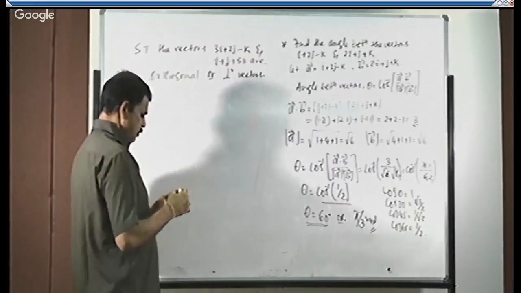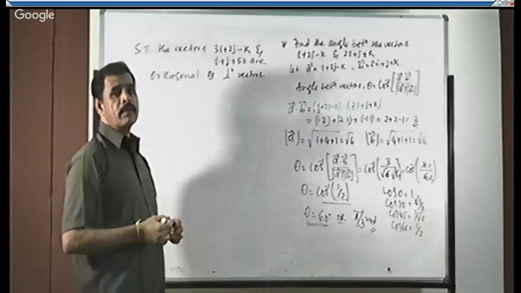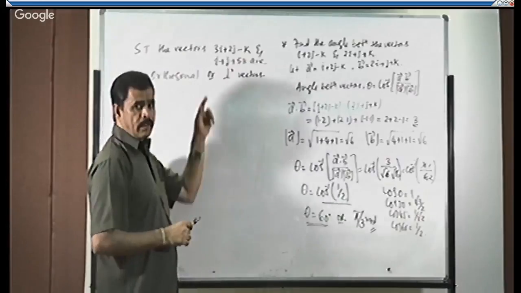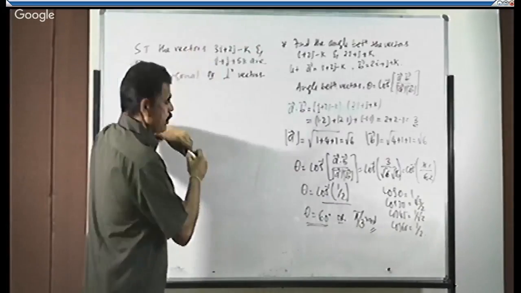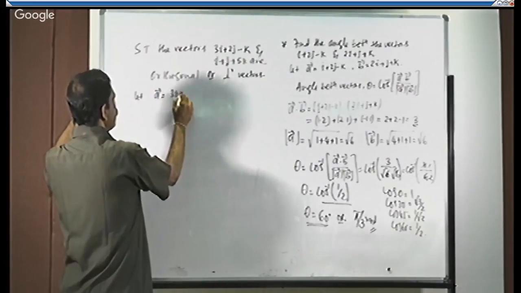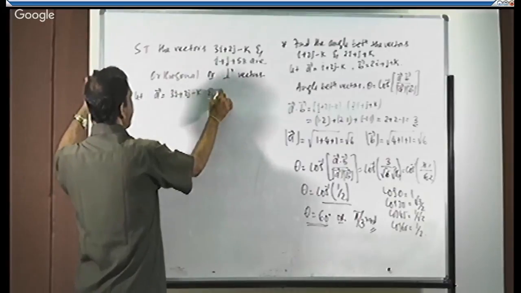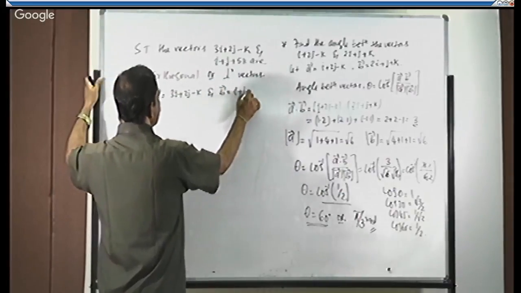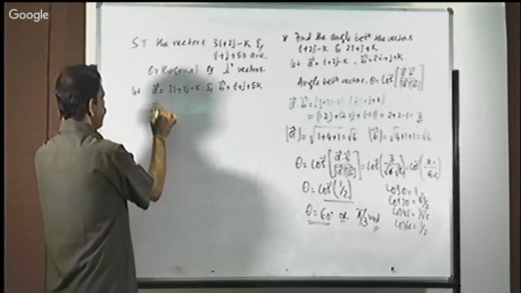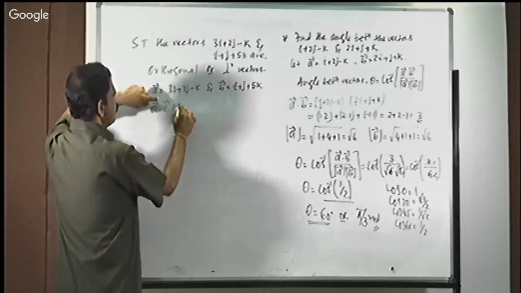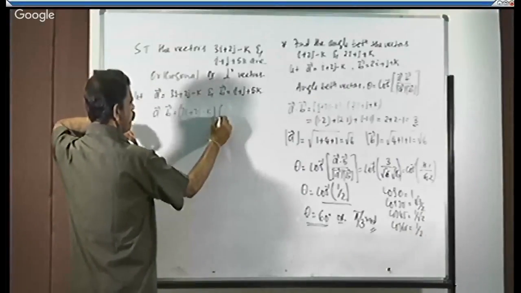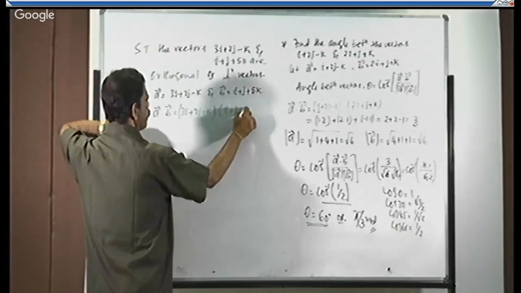So two vectors become perpendicular if and only if their dot product is equal to 0. Let us see the dot product of the given vectors. Let us take the given vectors as A and B. A is 3i plus 2j minus k, and B is equal to i plus j plus 5k. Take the dot product. A dot B is equal to 3i plus 2j minus k dot i plus j plus 5k.